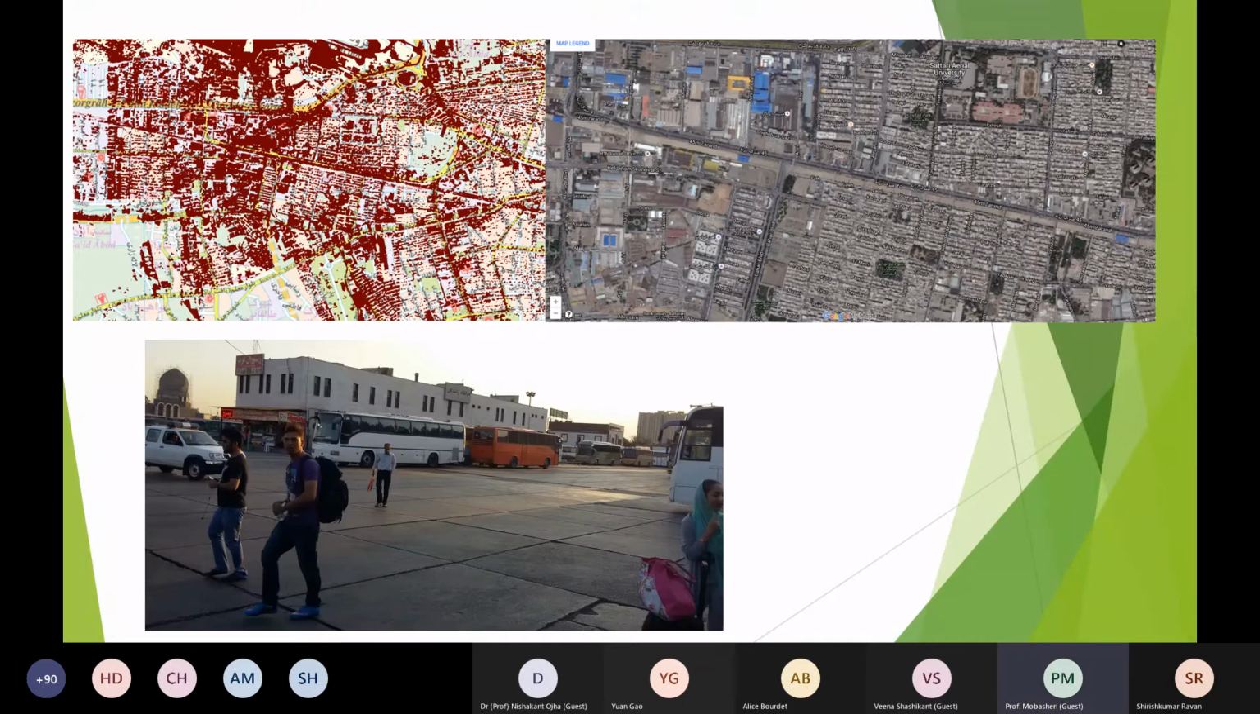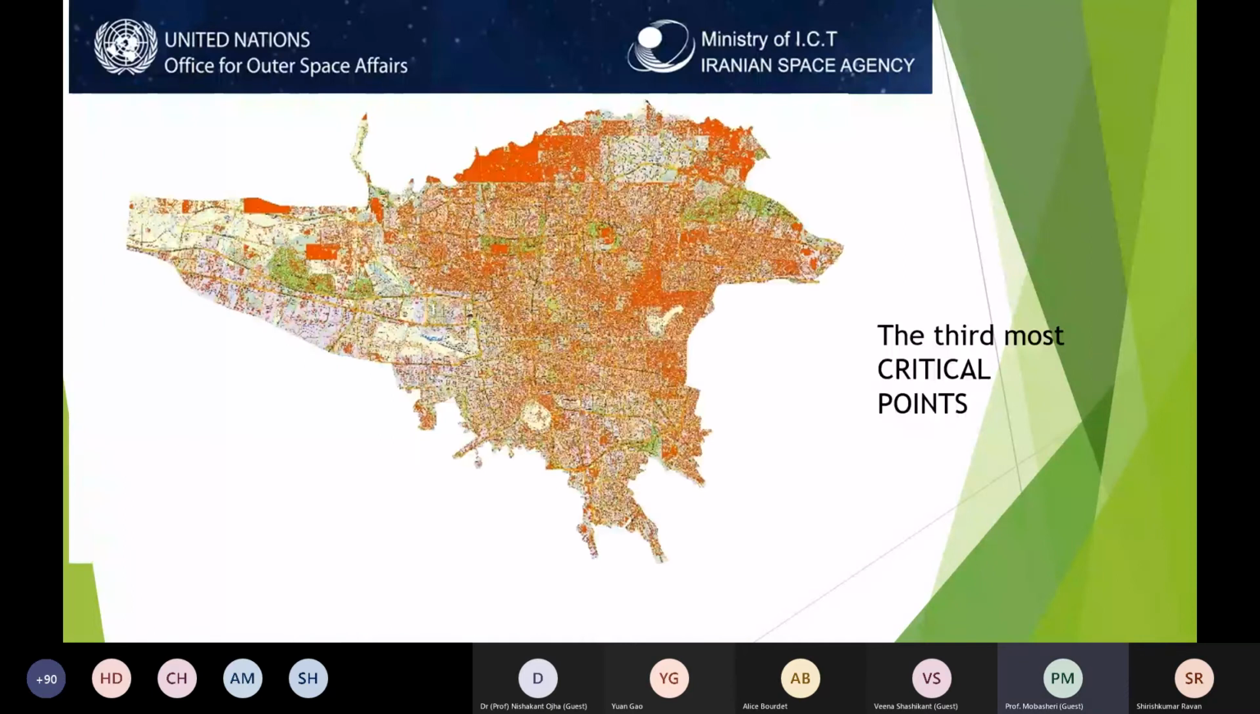The next class is the next class of temperature. This is a picture from the area which we have gone to see by ourselves. Which areas are these? Go to the next, please. The third most critical point goes to the northern part and northeast, and around the city center, which are full of roads and highways and buildings, concrete buildings, shows the third highest temperature region.